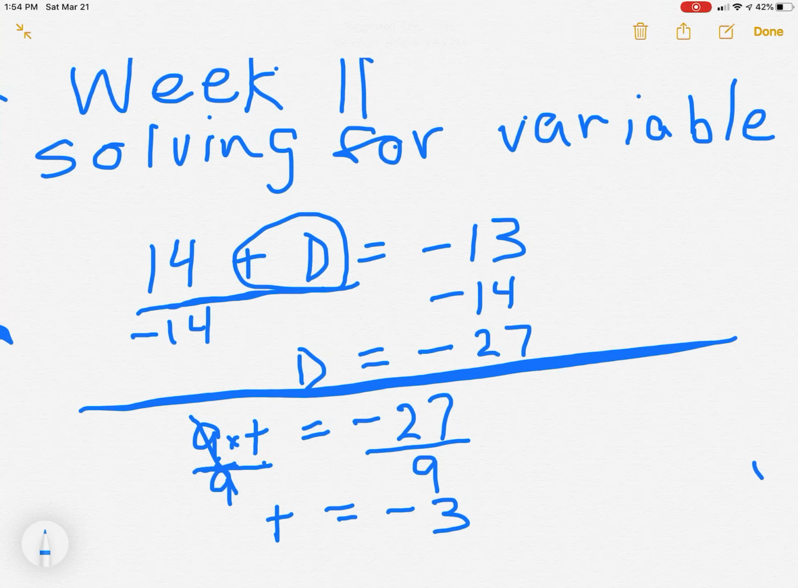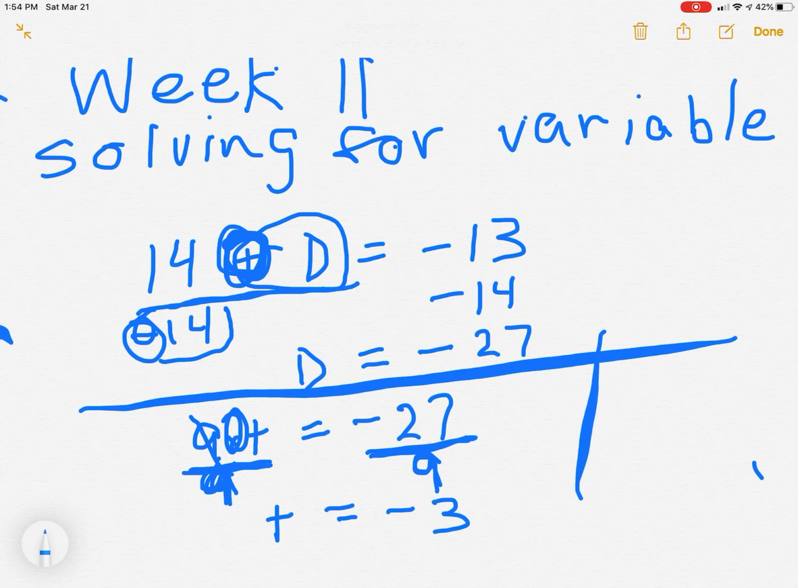Does that make sense? So I'm doing whatever the opposite is. If it was an adding problem, I'm going to subtract. If it was a multiplication problem, I'm going to divide. And the easiest way is with fractions. Remember, fractions is another way of writing division. Okay, let's go on here. Let's get another page.